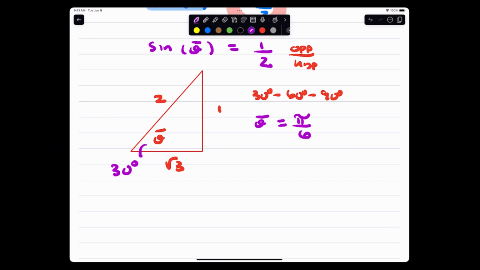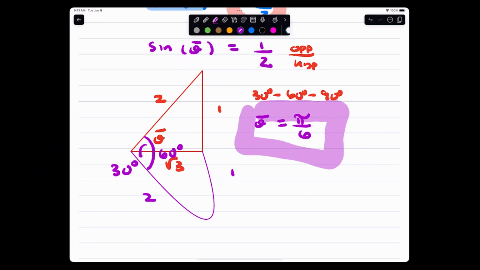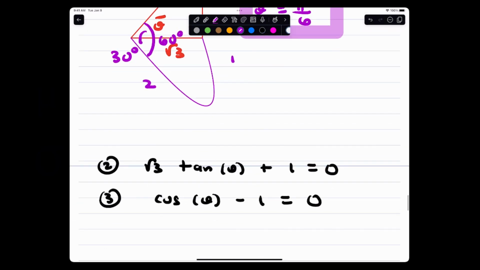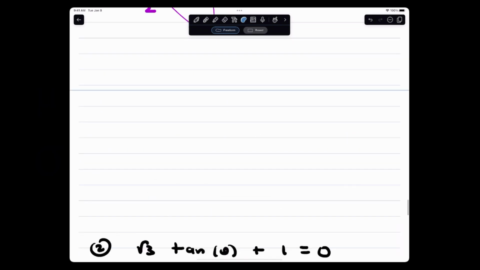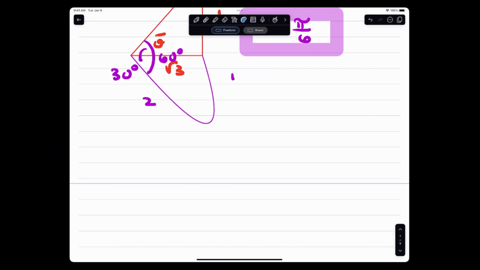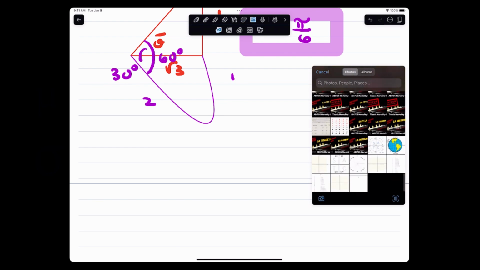You guys know how I know? Here's 1 and here's 2, so that's half of 60. This whole thing would be 60 degrees. That's the reference angle. Sine is positive, this is a quadrant 1 angle. I'll show you what I mean. Let's bring in our picture here. All students take calculus.